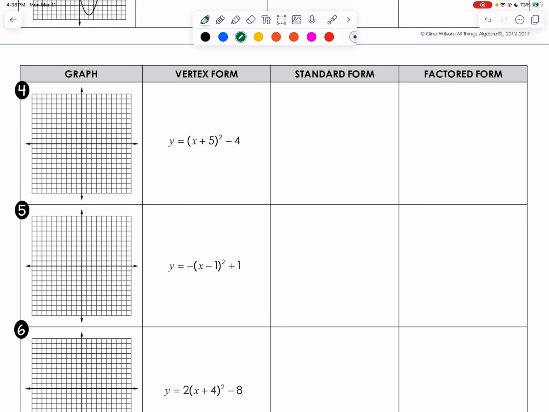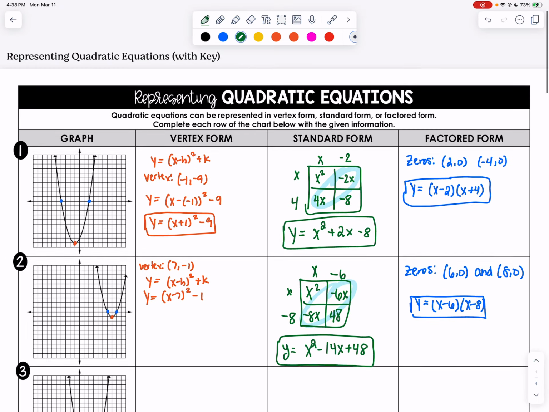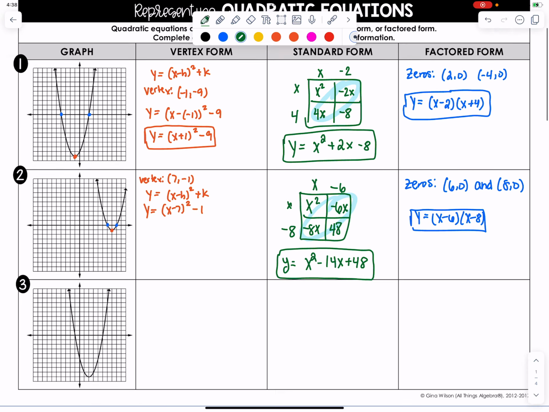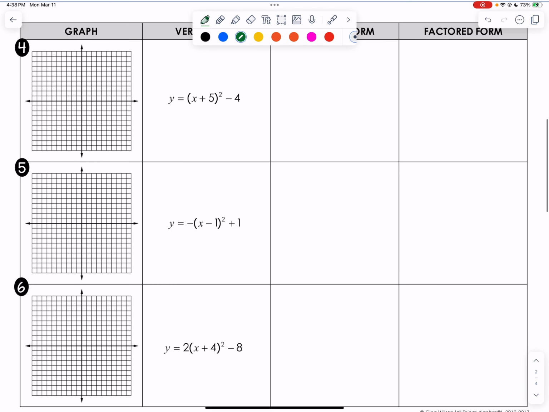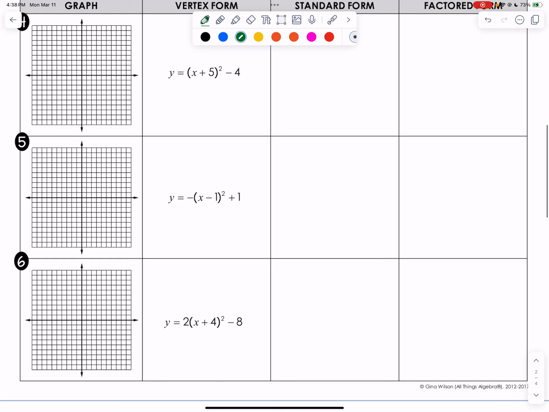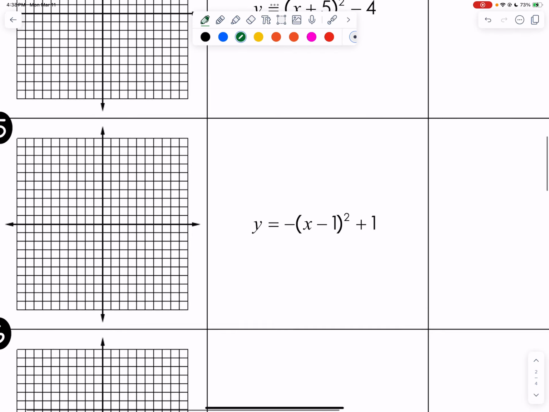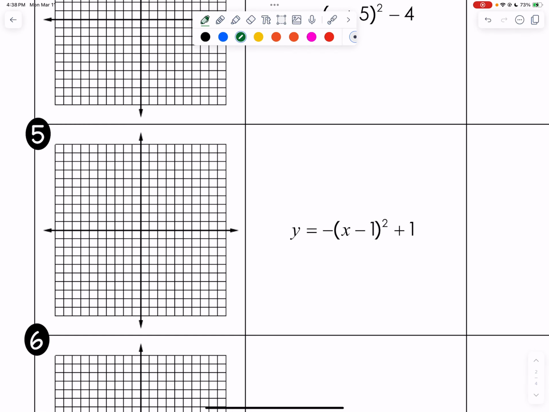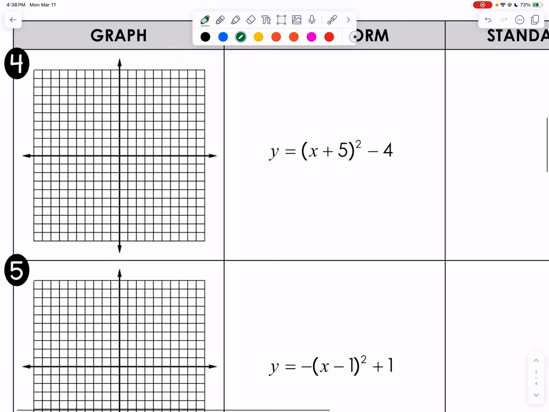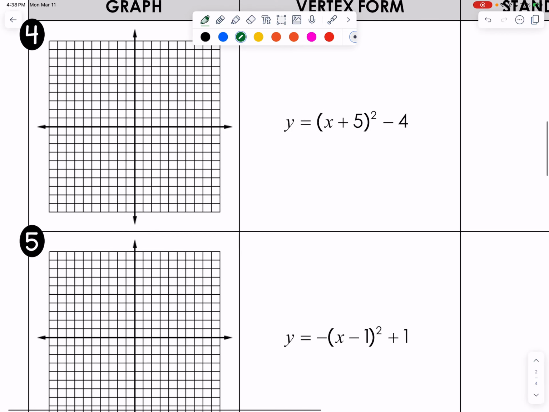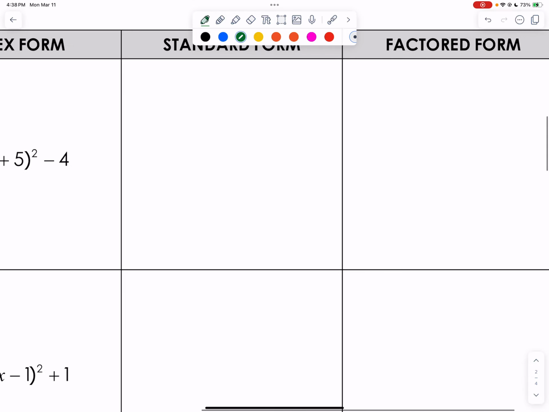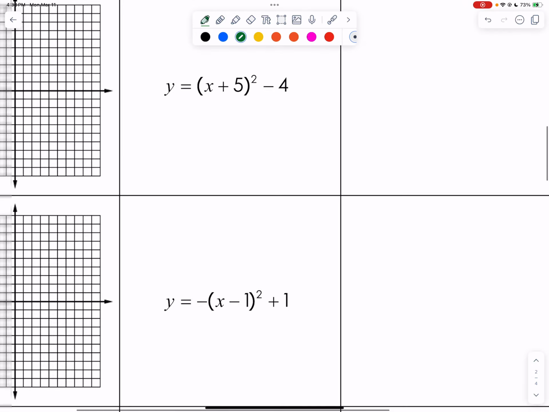Alrighty, this is going to be part 2 of today's lesson on representing quadratic equations with graphs. What I'm going to do is number 5. Okay, we have y is equal to negative (x minus 1) squared plus 1, and we want to graph this. We want to put this in standard form, and we want to put this in factored form.